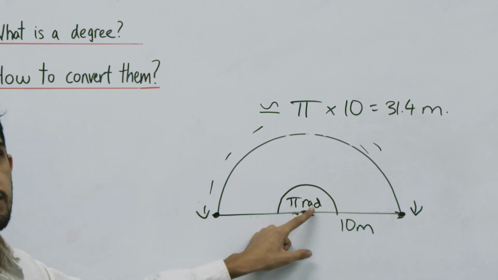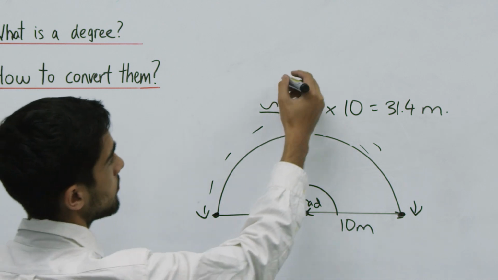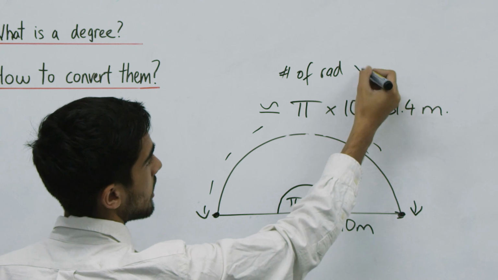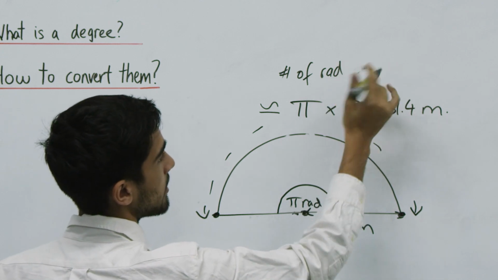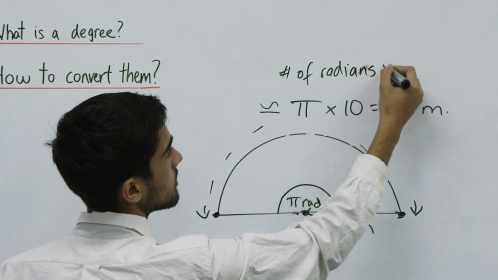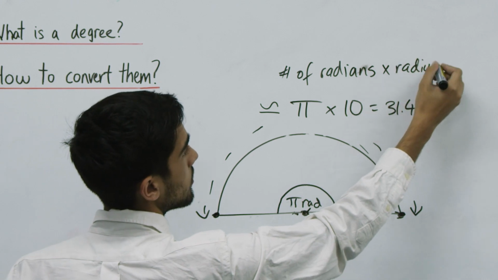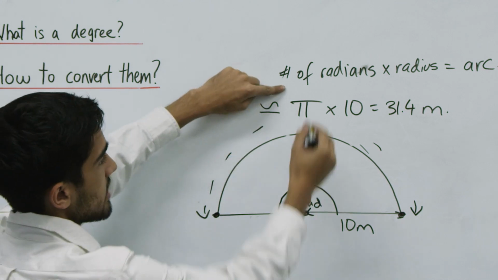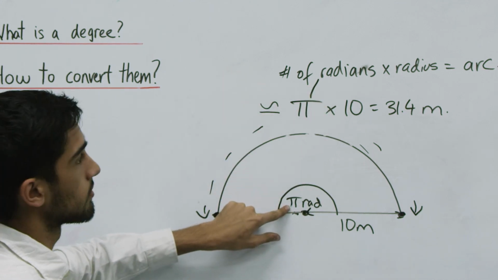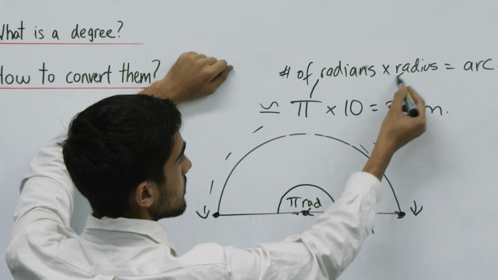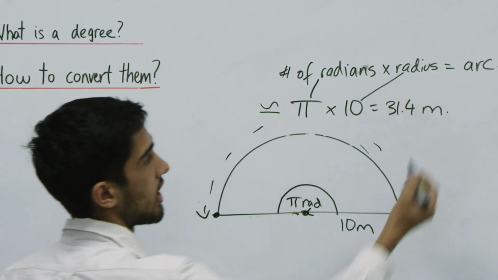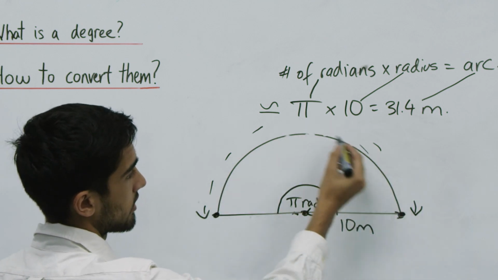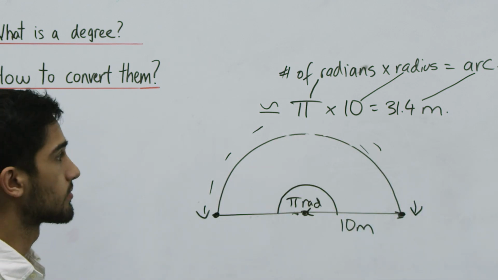of pi radians. So like I said before, the number of radians times, oh, I should probably expand that. The number of radians times the radius will equal the arc length. The number of radians is pi radians. The radius is 10 meters, and the arc length in this case, the distance from here to here around the circle, is 31.4 meters.